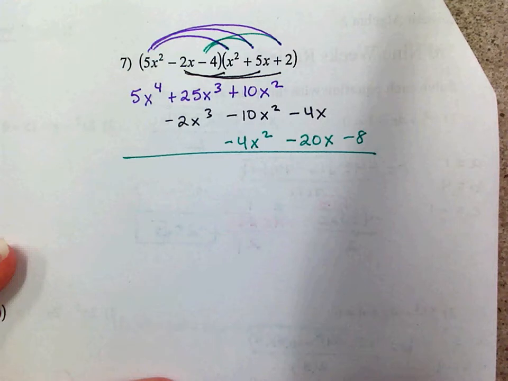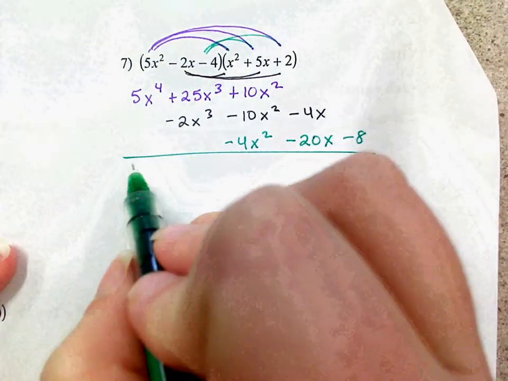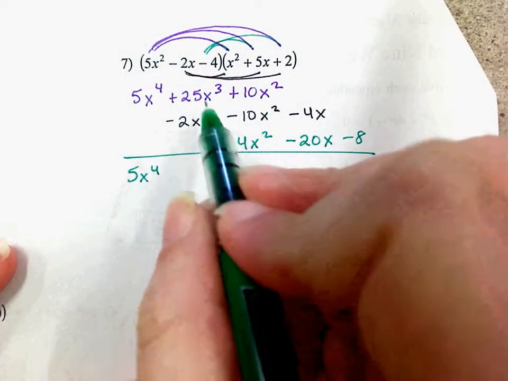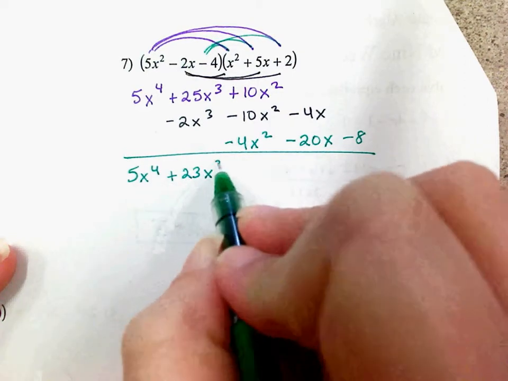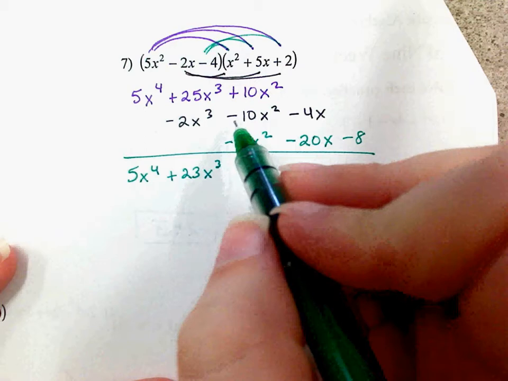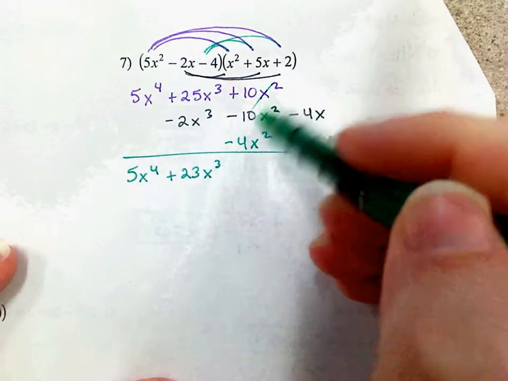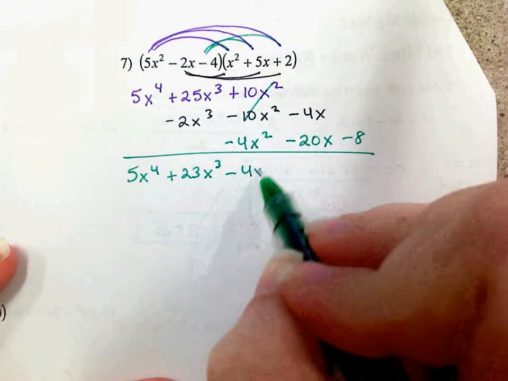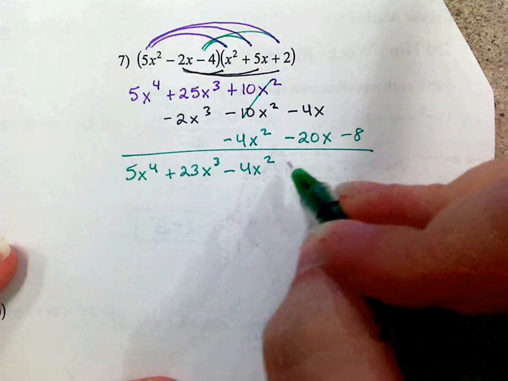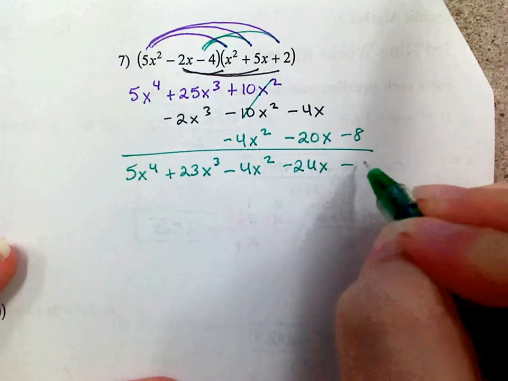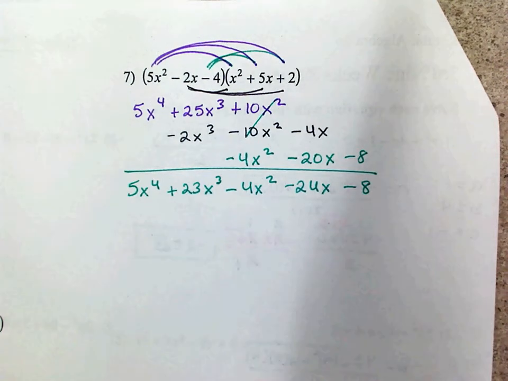Okay, so bring down the 5x to the 4th. What's 25 minus 2? 10 minus 10 is what? So those cancel out and I'm left with just, okay. What's negative 4 and negative 20? And then minus 8. Okay, we good? Good. I'm hoping so. Okay, so now let's go to number 9.